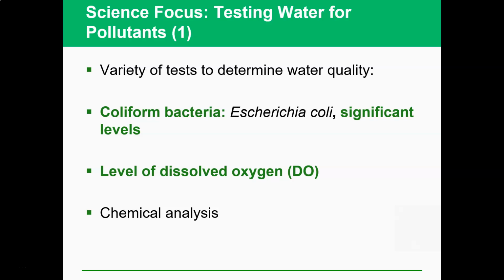We test for temperature change. We test for turbidity, which is the murkiness of the water. We also test for total dissolved solids, which is the amount of ions in the water, which is basically the amount of stuff dissolved. And we'll test for other chemicals as well.